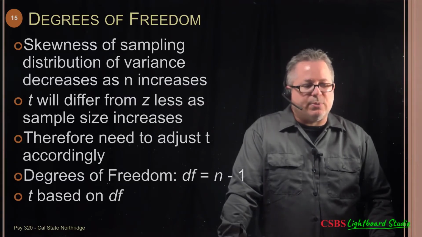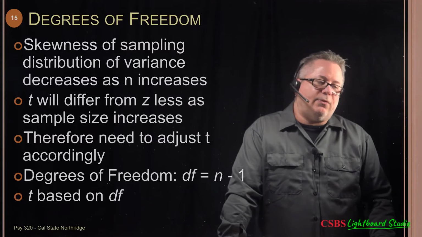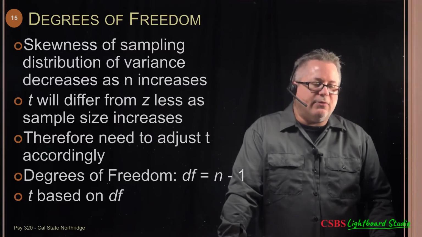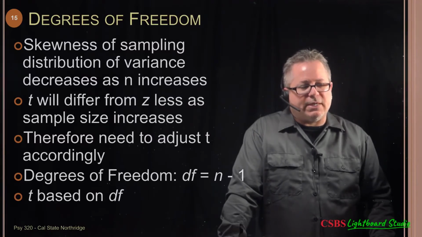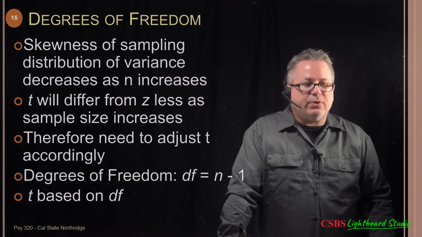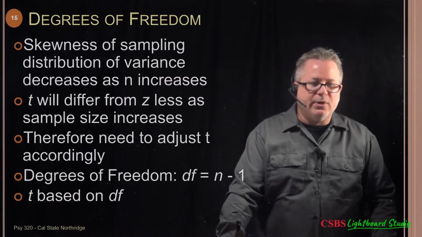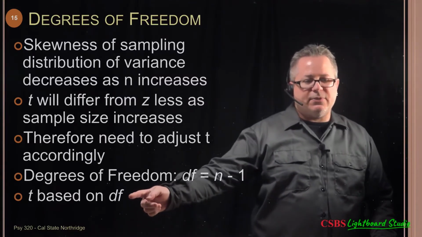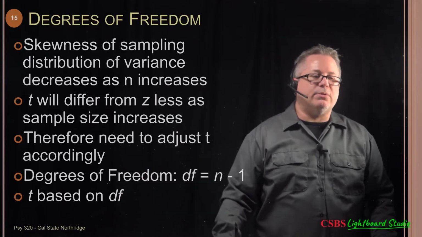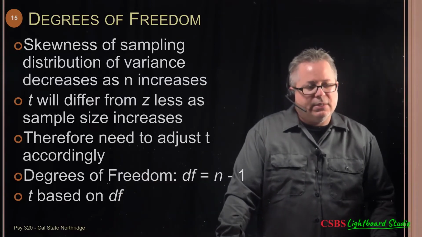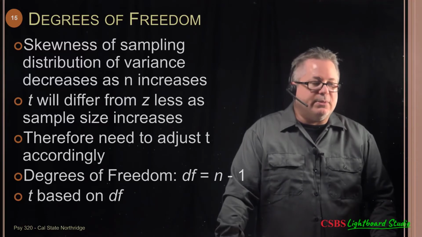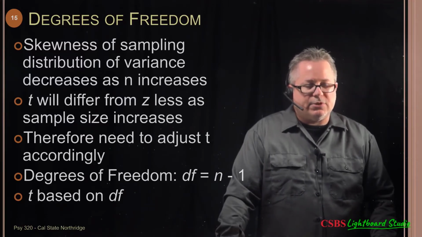We don't need to adjust so much. So we need to adjust T accordingly. We need to figure out what the degrees of freedom are for a test, and then look up our critical values based on those degrees of freedom, which is why T is based on degrees of freedom where Z wasn't. We didn't have to worry about degrees of freedom with Z. We do now for T because there are multiple T distributions.